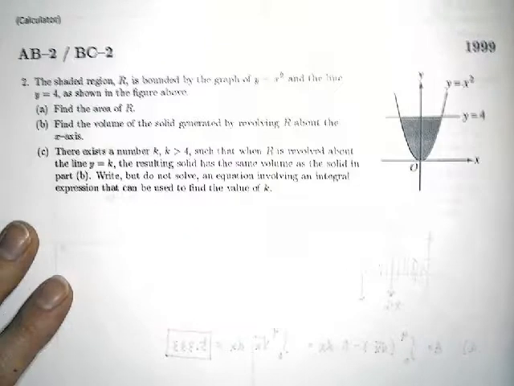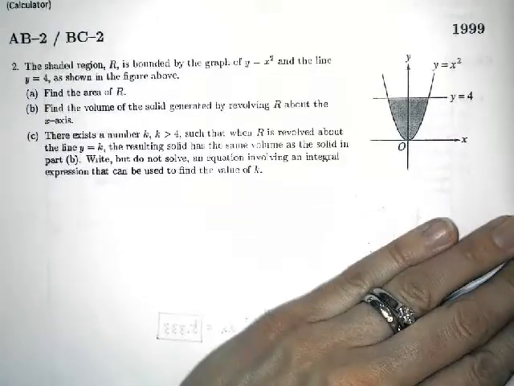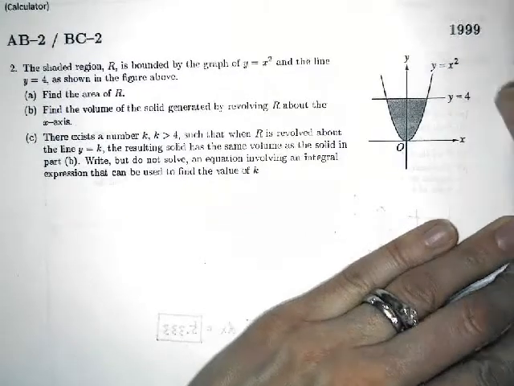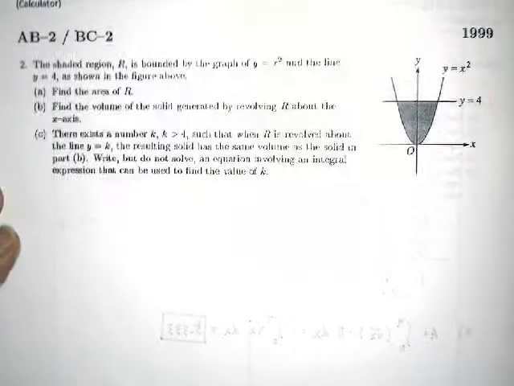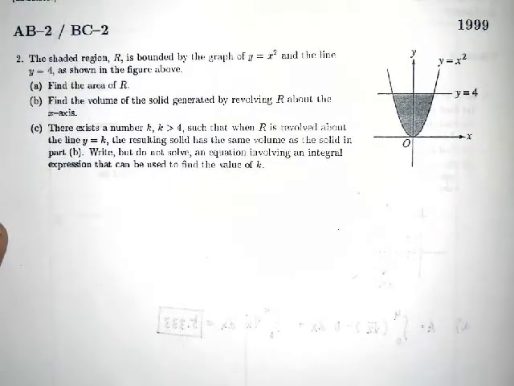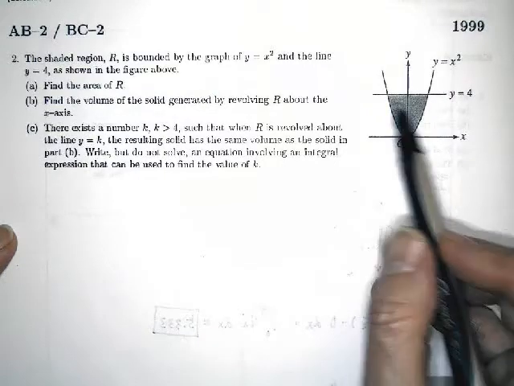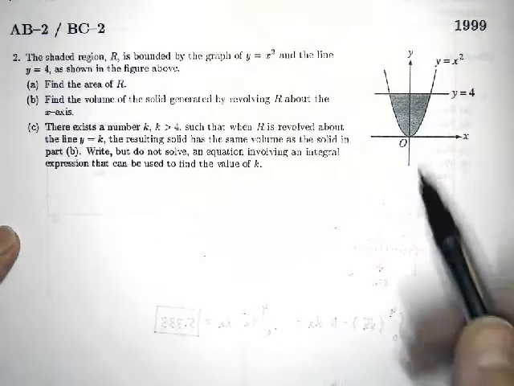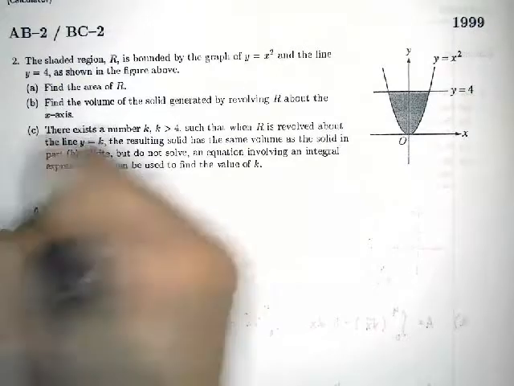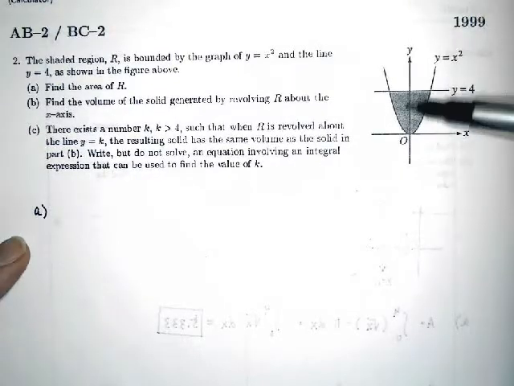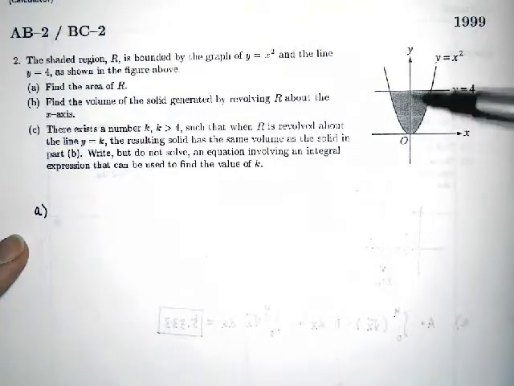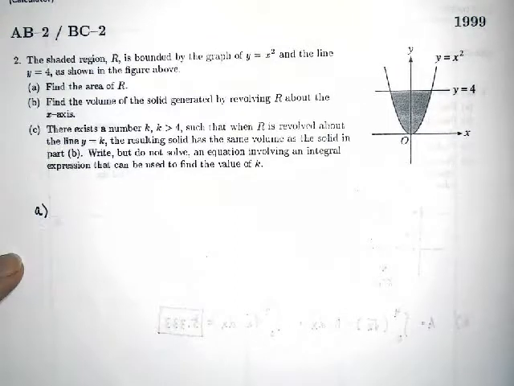Okay, so this one is from the 1999 exam. This looks like a region we've actually worked with quite a bit in some other problems that you've done. So we're bounded by y equals x squared, and then above by y equals 4. First thing we're going to do is just find the area. And again, this one's a very easy candidate for just doing top minus bottom, integrating with respect to x.